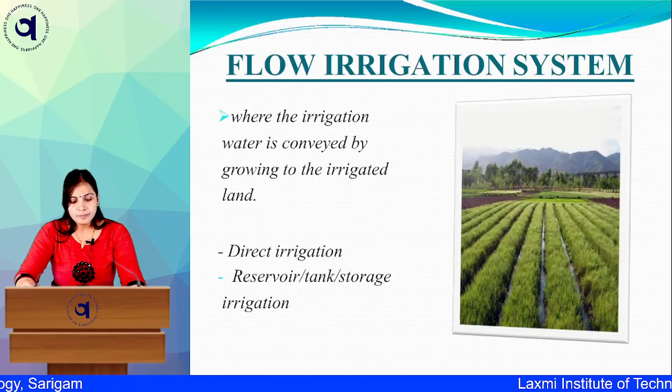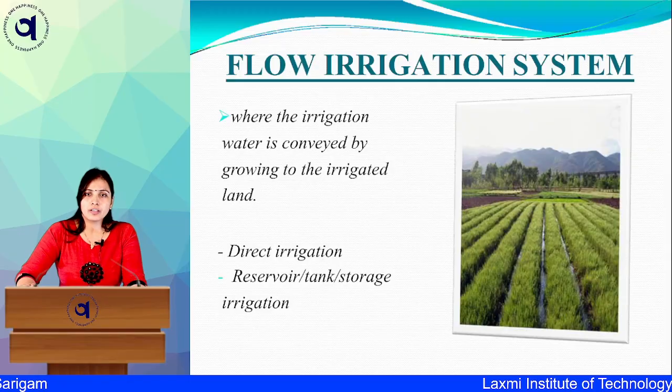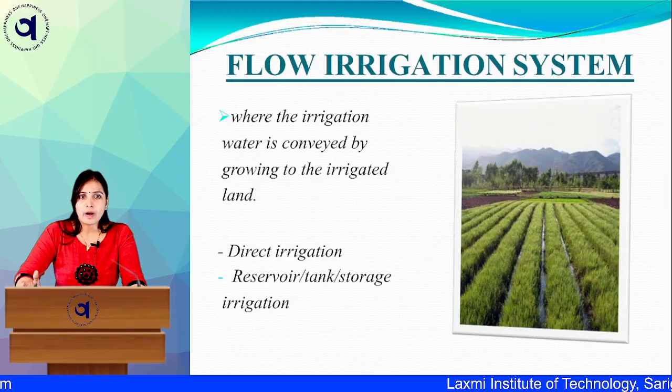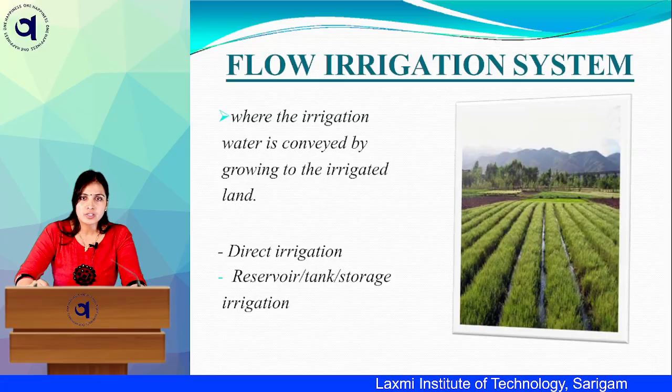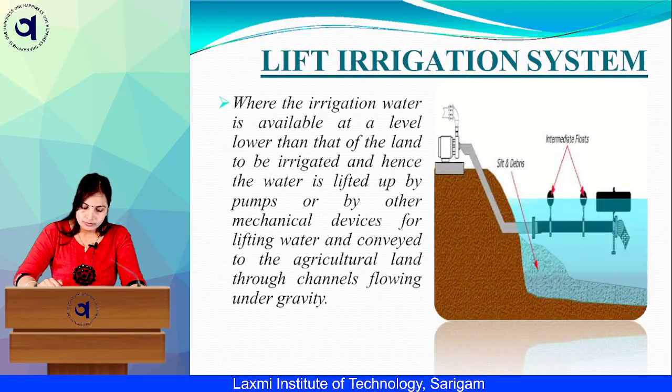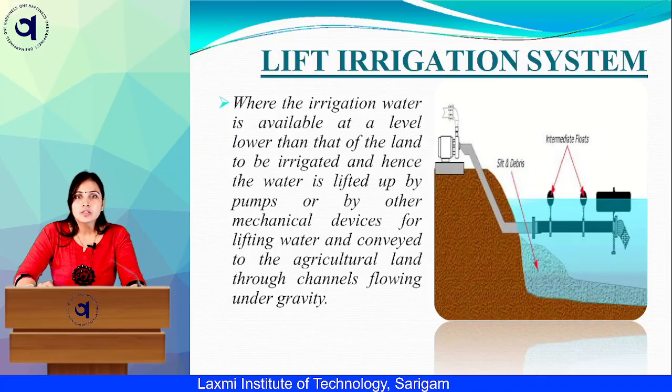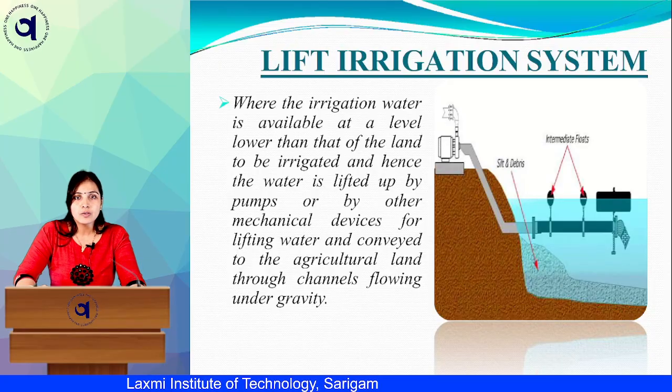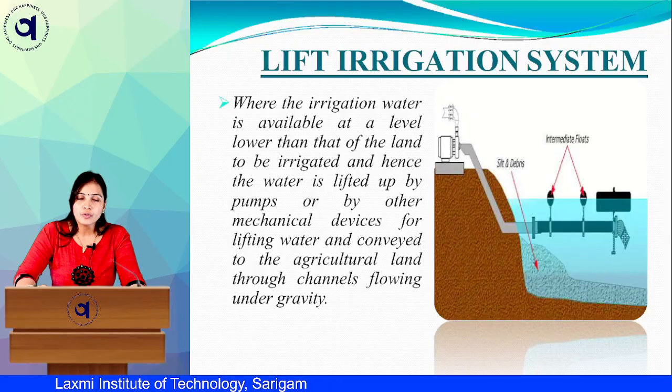Flow irrigation system. We have divided it into two parts, that is flow and lift, surface and lift irrigation. In flow irrigation system, the irrigation water is conveyed by gravity to the irrigated land. This includes direct irrigation and reservoir tank storage irrigation. Lift irrigation means where the irrigation water is available at a level lower than that of the land to be irrigated, and hence the water is lifted up by pump or by other mechanical device and conveyed to the agricultural land through channels flowing under gravity.